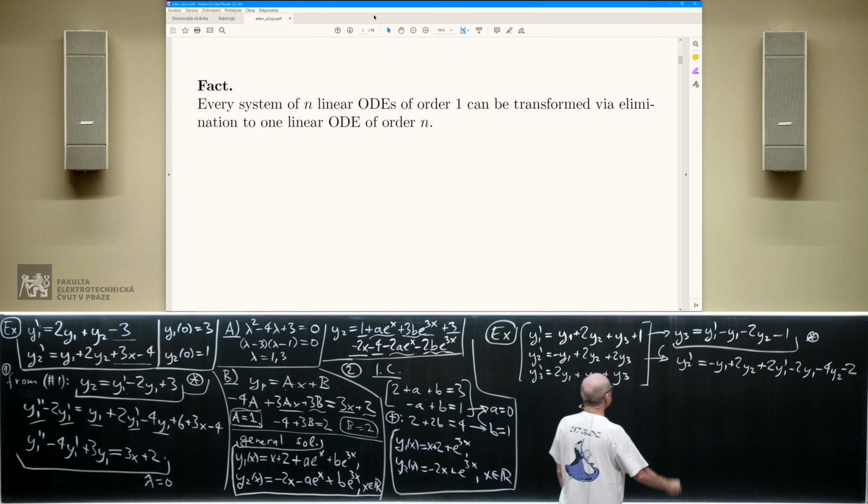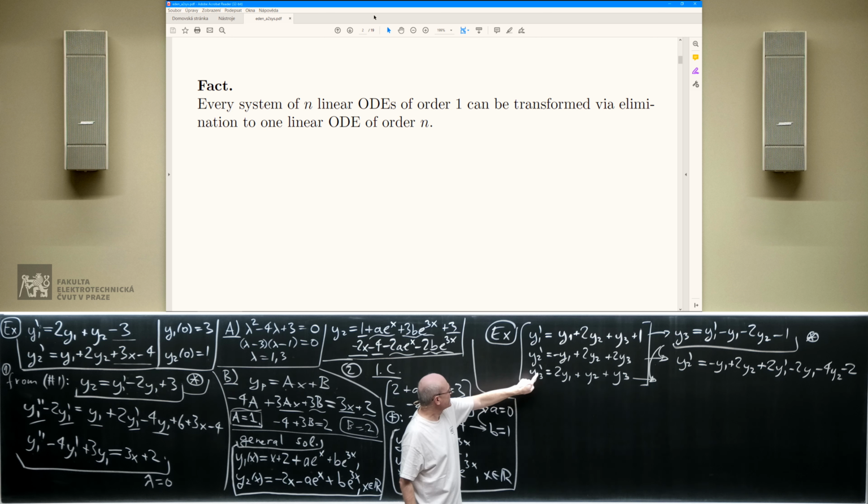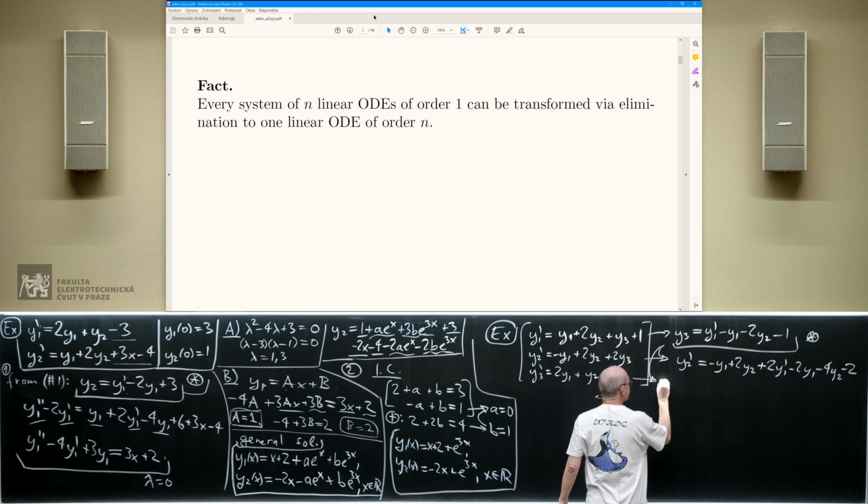So far, so good. And now, with the third equation, I'm again substituting for y3, which also means I'm substituting on the left. So I have to take the formula for y3 and differentiate. And I get y1 second derivative minus y1 derivative minus 2y2 derivative, negative 1 disappears under differentiation, is equal to 2y1 plus y2 plus y3. So I'm adding this formula. y1 prime minus y1 minus 2y2 minus 1.